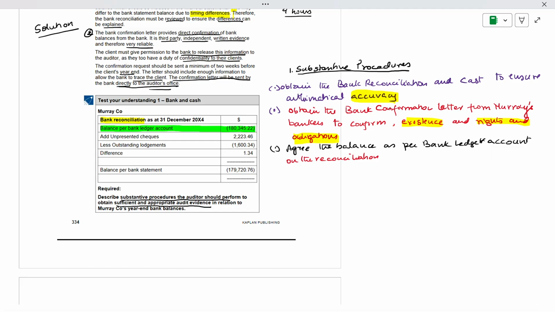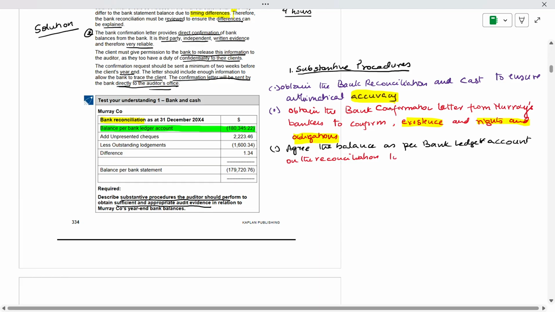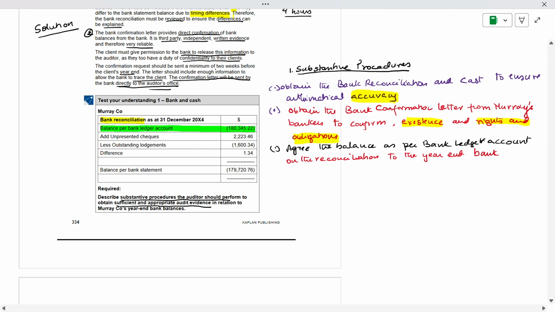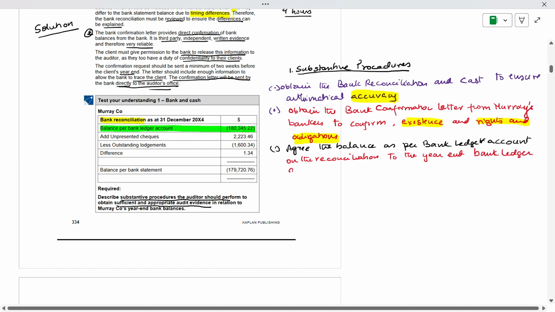This bank balance and the financial statement balance should be the same. Agree the bank balance as per the bank's ledger account on the reconciliation, to the year end. The same amount has to be there in the financial statements.